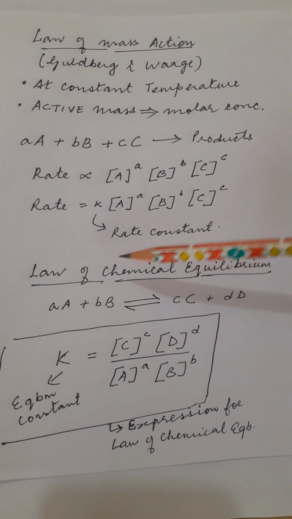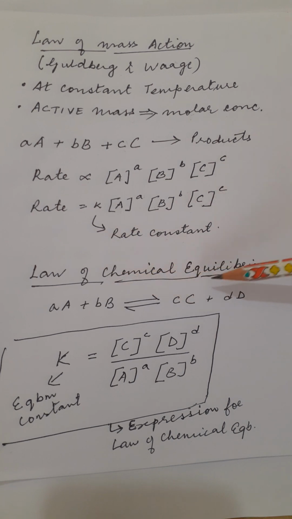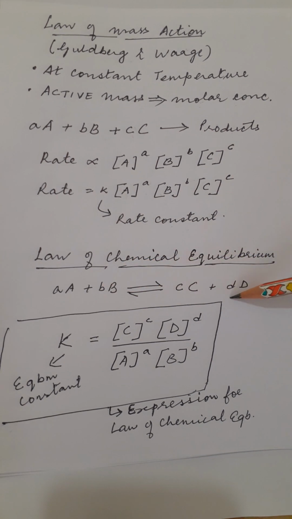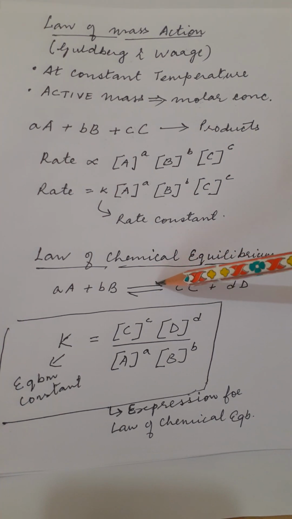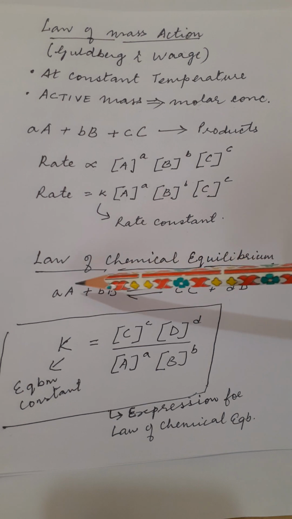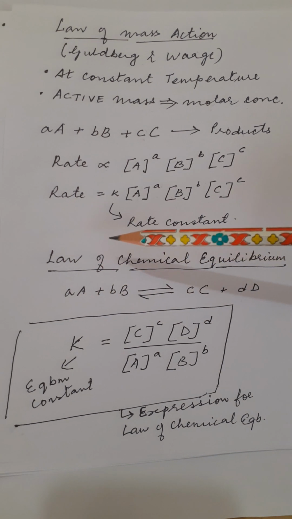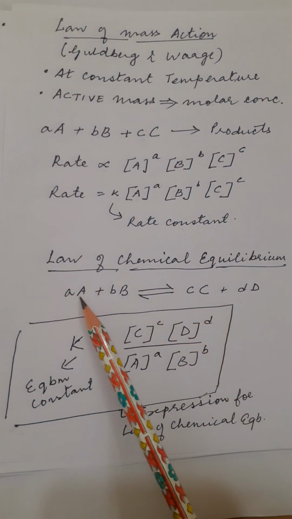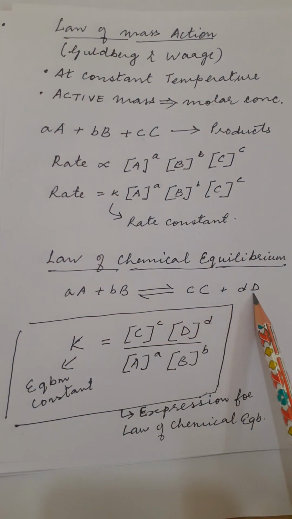From here we move on to the law of chemical equilibrium. What does this law say? Again we take a general reaction. Because we are talking of equilibrium, we show the reversible process with these arrows. So again I begin with a general reaction: A plus B reversible C plus D, where these two are reactants and these two are products.